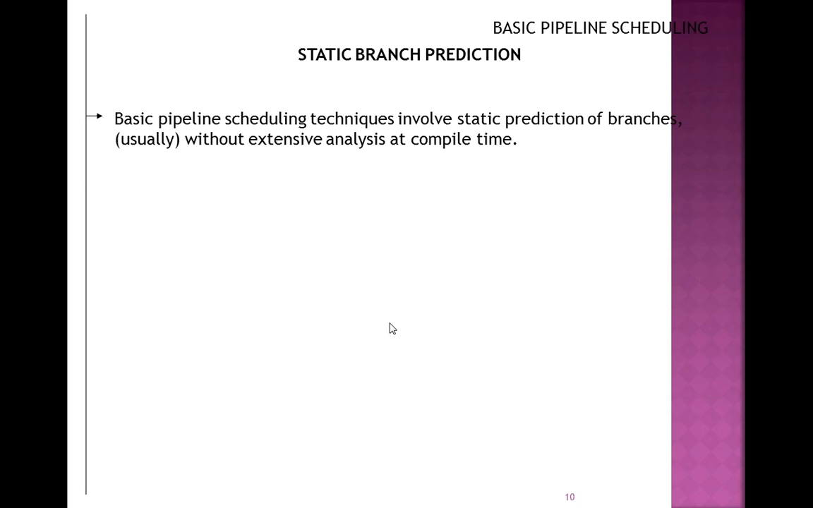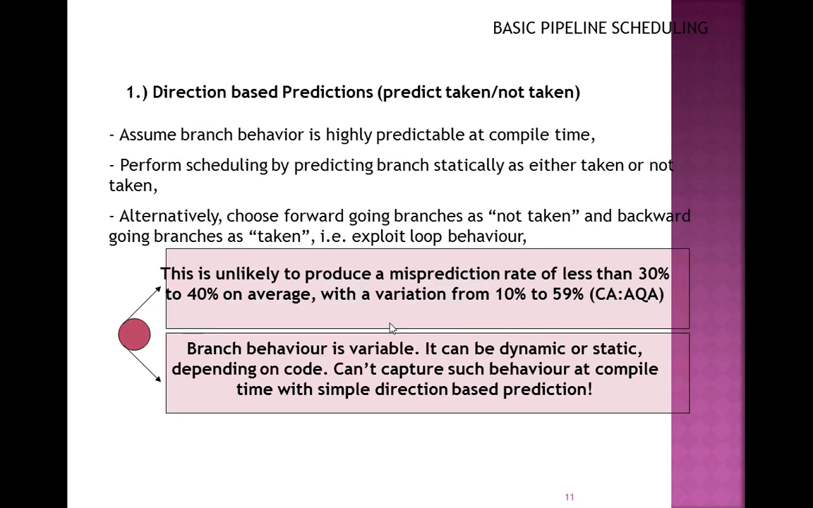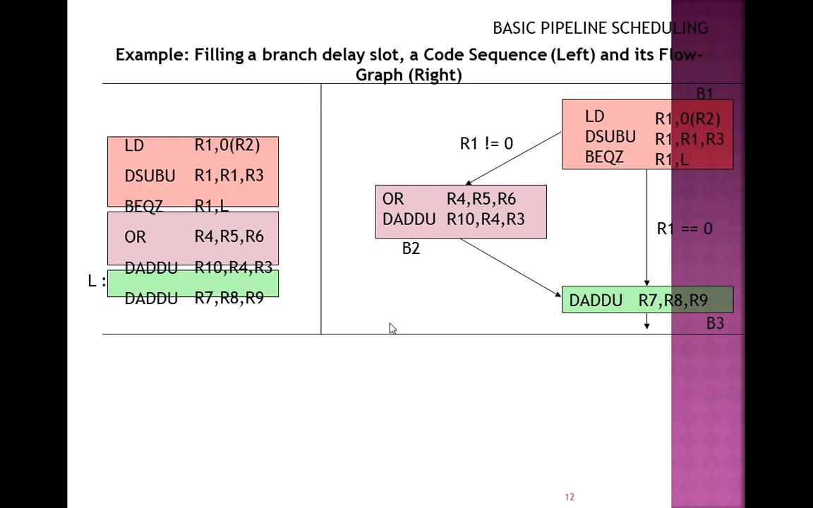Next part is scheduling, that is static branch prediction. We have discussed this. There are two approaches: one is direction based prediction and one is profile based prediction. Now, what is direction based prediction? That is prediction taken or not taken. This is usually 40% of the average that you have taken the prediction. This is the diagram, how to use the prediction, how to fill a branch delay slot, the code sequence, and the graph.